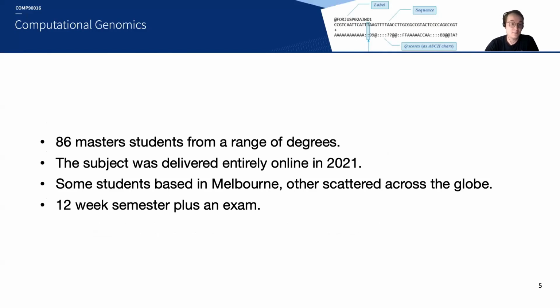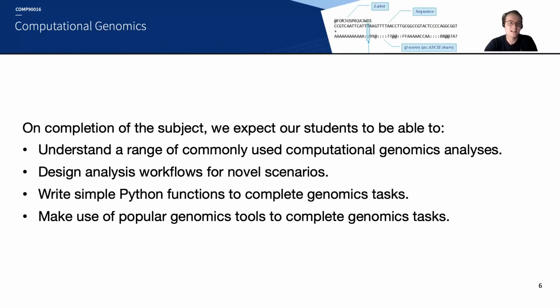We had 86 very bright students from a range of master's programs. We were teaching online like a lot of the education sector, and we ran a standard 12-week semester complete with assignments and an exam. So this is a highly condensed version of the intended learning outcomes of the subject, and it just serves to say that this subject is about coding, it's about programming, and we don't just talk about programming, we want our students to actually practice these skills that we think are so important in this field.